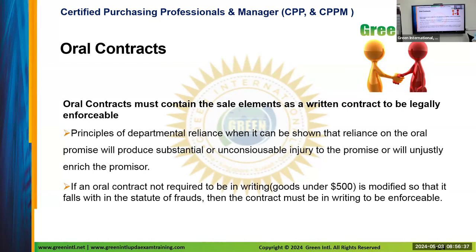Each party understands the risk involved in doing that, and this can either injure one party or give an advantage to the promisor. If an oral contract not required to be in writing, such as goods under $500, is modified so that it falls within the statute of frauds, then the contract must be in writing to be enforceable.